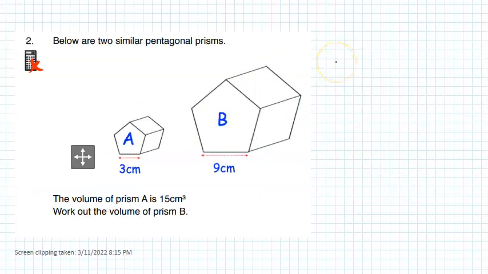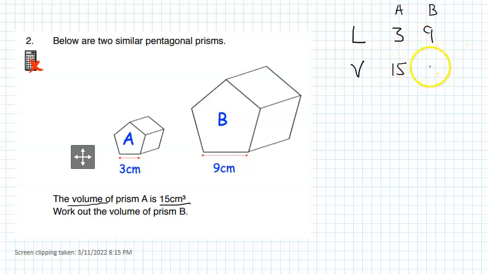Now this is also the same kind of question. There are two lengths given, one is 3 and another one is 9. And here the volume is given, not the area. The volume of the smaller figure A is given, and this is B. It is 15 centimeter cube. So you have to find this.